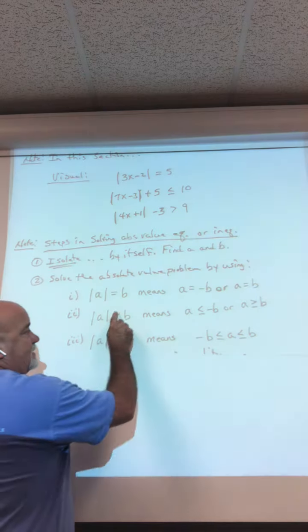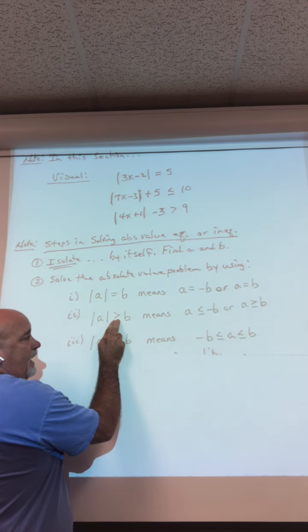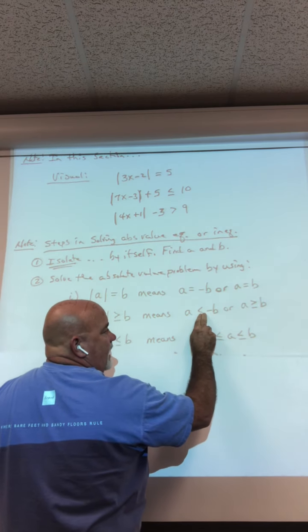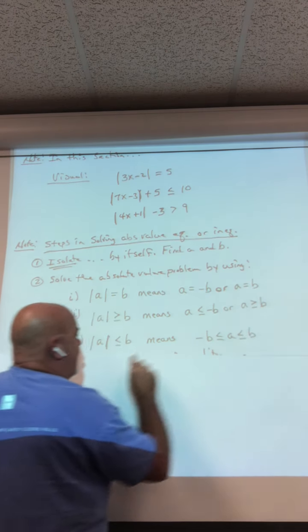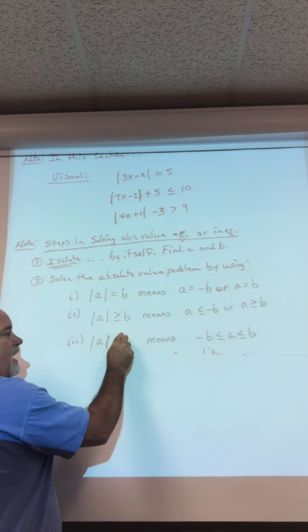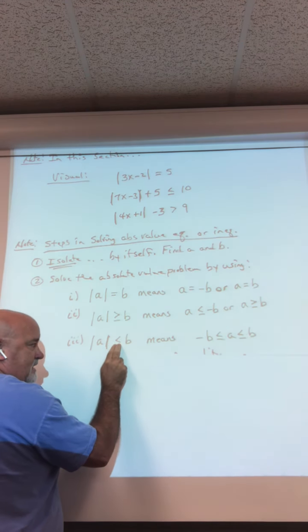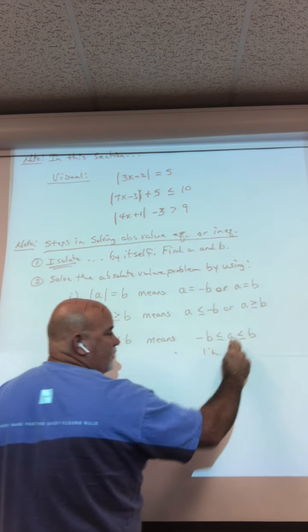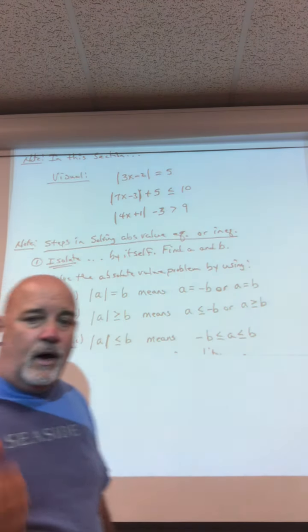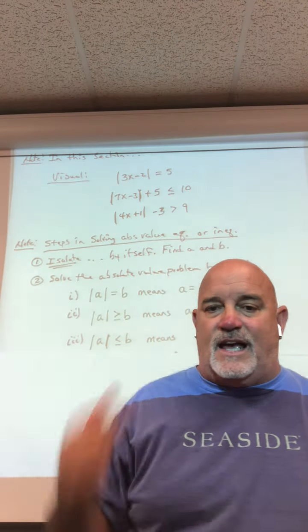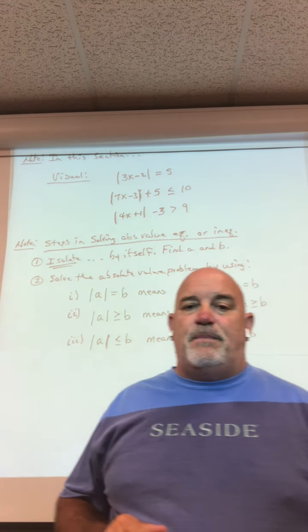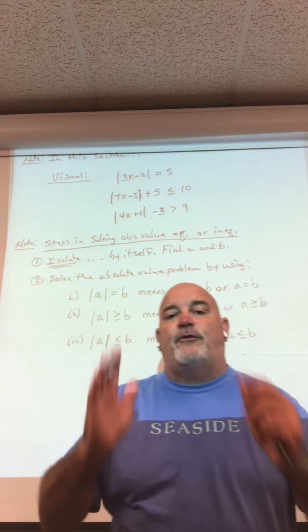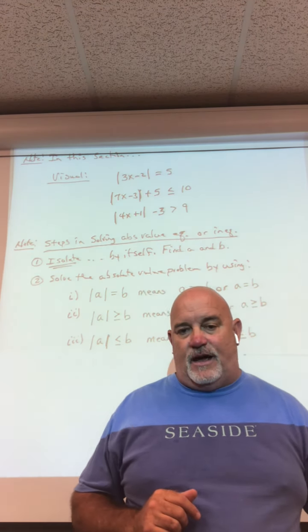Now, if it's a greater than and there's no equal to, you still use this formula, you just take off the equal to's. If it's a less than and not a less than or equal, if it's just a less than, we're still using this formula, you just take off the equal to's. So what is A? A is what's inside the absolute value. What is B? It's the number that's over on the other side after you've isolated the absolute value.